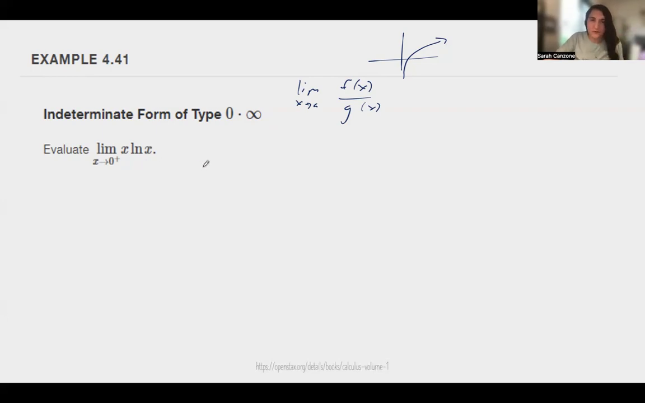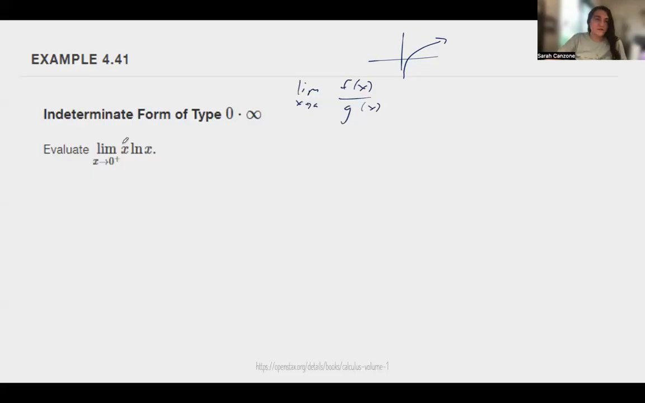You can't use product rule with L'Hopital's rule. So what we have to do is we need to make it into a quotient. We can't do anything with the natural log. Absolutely nothing. Natural log is what natural log is. So the only thing that we can adjust is going to be this x.